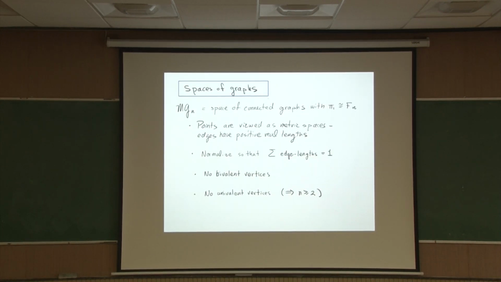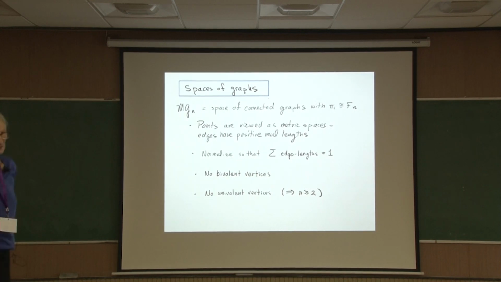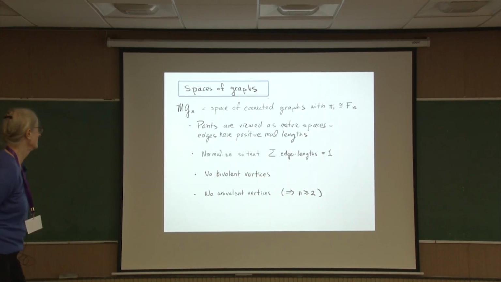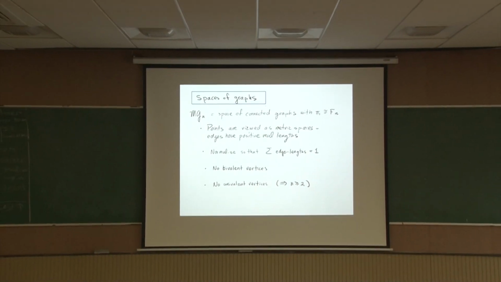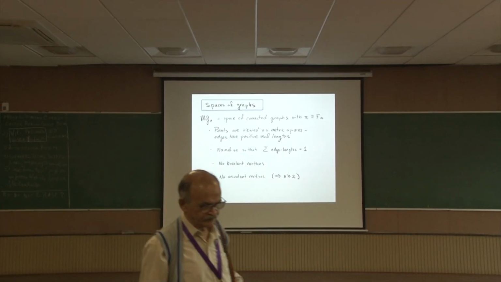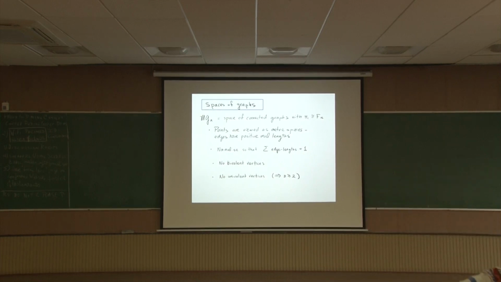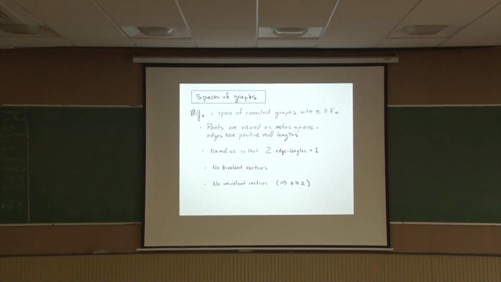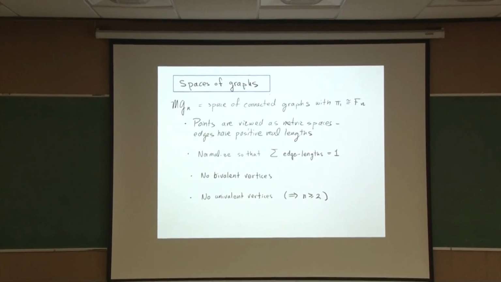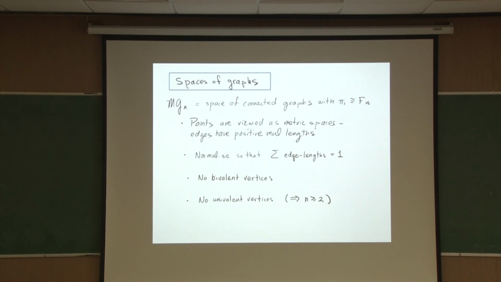The basic space, you can just think of it as a space of connected graphs whose fundamental group is the free group on n generators, MGN. So what I mean by a graph, well, I'm viewing a graph as a metric space. So the edges have positive real lengths, and that gives you a path metric on the graph. And for simplicity, I want to normalize so that the sum of the edge lengths is equal to 1. So I don't want to distinguish between taking a graph and multiplying all the edge lengths by 2. It's the same graph to me.